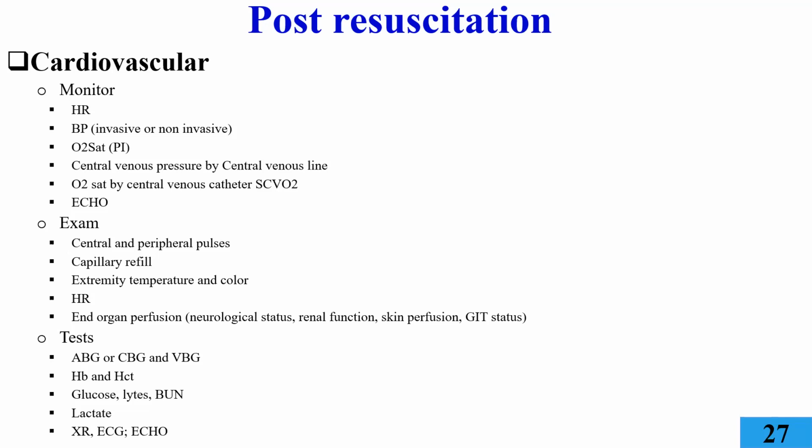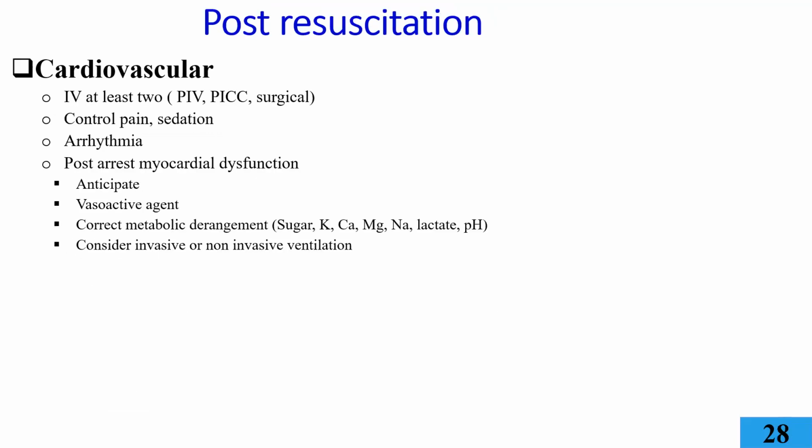Always check the ABG or CBG or VBG. Check hemoglobin and hematocrit, glucose, electrolytes and renal function, lactate, X-ray, ECG, echo. Remember IV access: at least we should have 2 peripheral IVs, or at least 1 peripheral and 1 central. Always control pain. Always look at the sedation. Check for arrhythmia. And always check for possible post-arrest myocardial dysfunction.